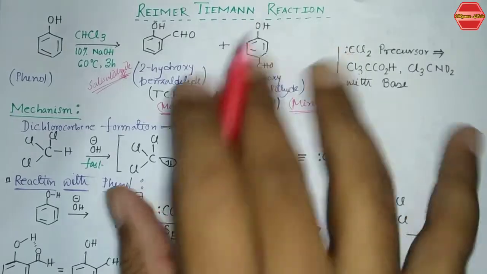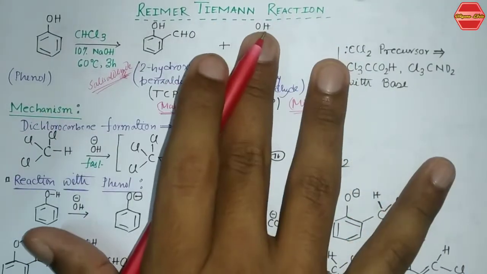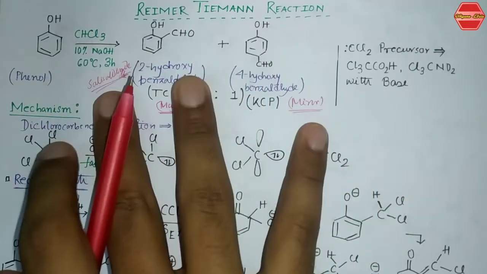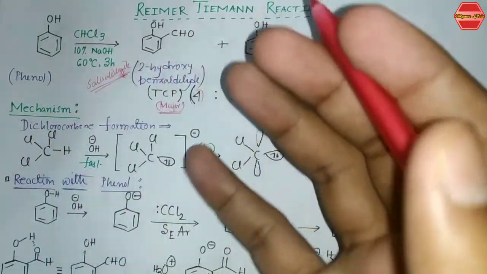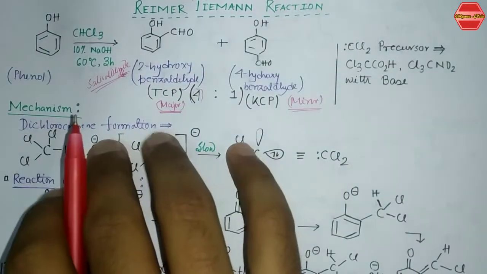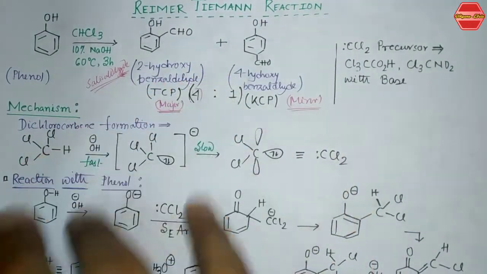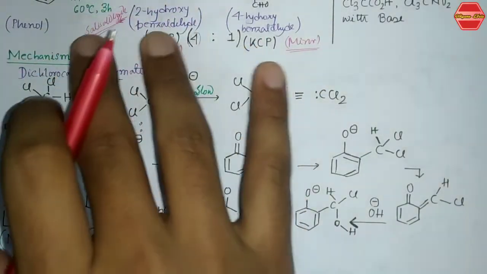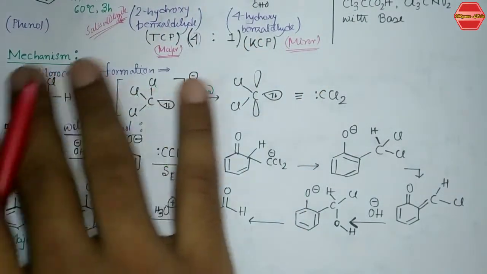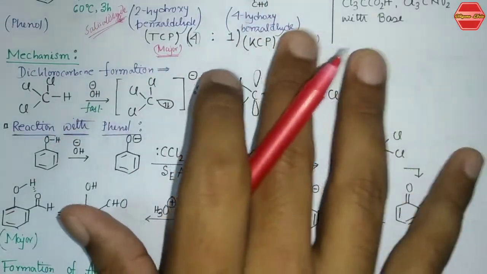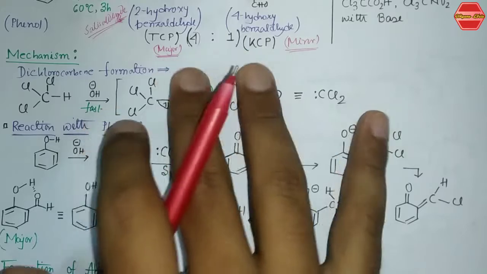Now see that the mechanism is very important for this reaction, and the question frequently asks which kind of intermediate is formed during this reaction. That is why this mechanism is very important. When we use chloroform and NaOH, this reaction goes via a dichlorocarbene intermediate. Now what is that?